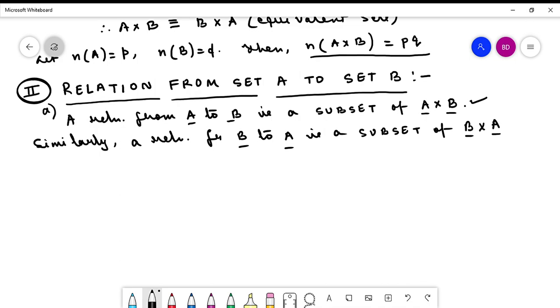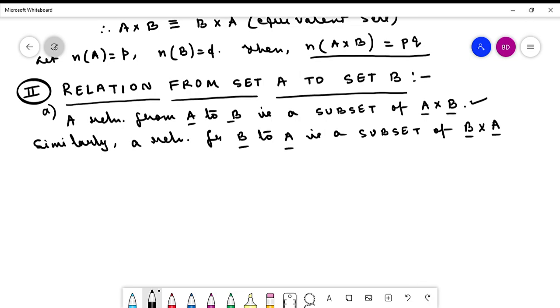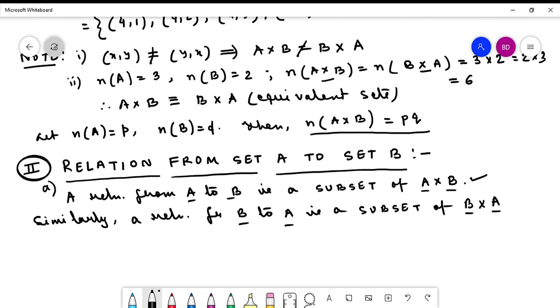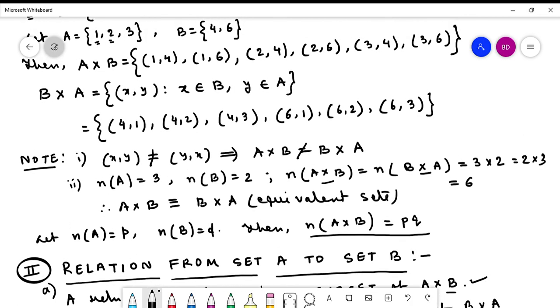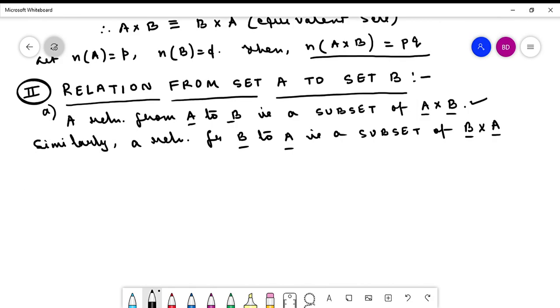Let us consider the same sets A and B that we have written earlier. We have already written the elements of A cross B over here. You can see A cross B is (1,4), (1,6), (2,4), (2,6), (3,4), and (3,6). Now let me take a subset of A cross B. Let me write the sets A and B once more: A is 1, 2, 3, and B is 4 and 6.